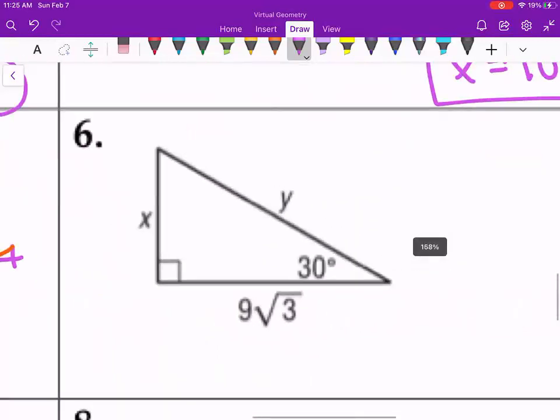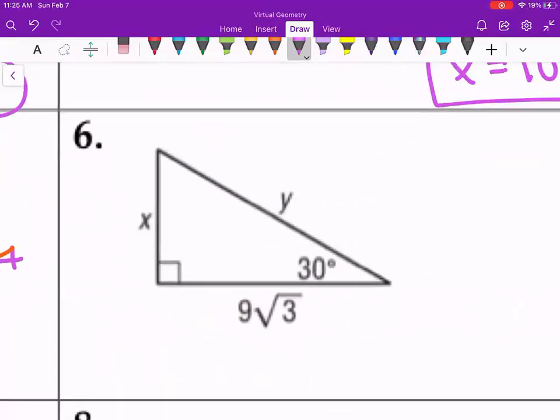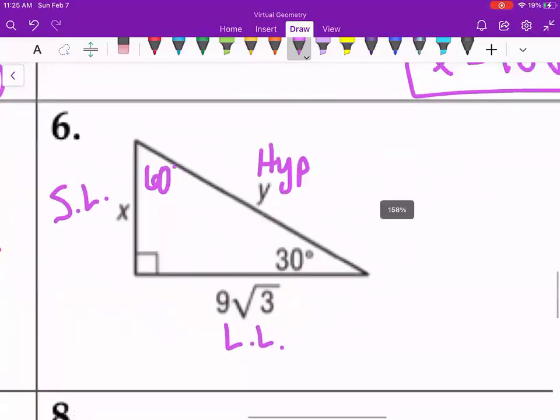All right, hopefully now, guys, you're starting to get a little more comfortable. Let's try another one. They're giving us the 30, which means across from that is the short leg. They gave us the 90. Across from that, the hypotenuse, which means 30 plus 90, 120. 180 minus 120 is our 60 to get the long leg.